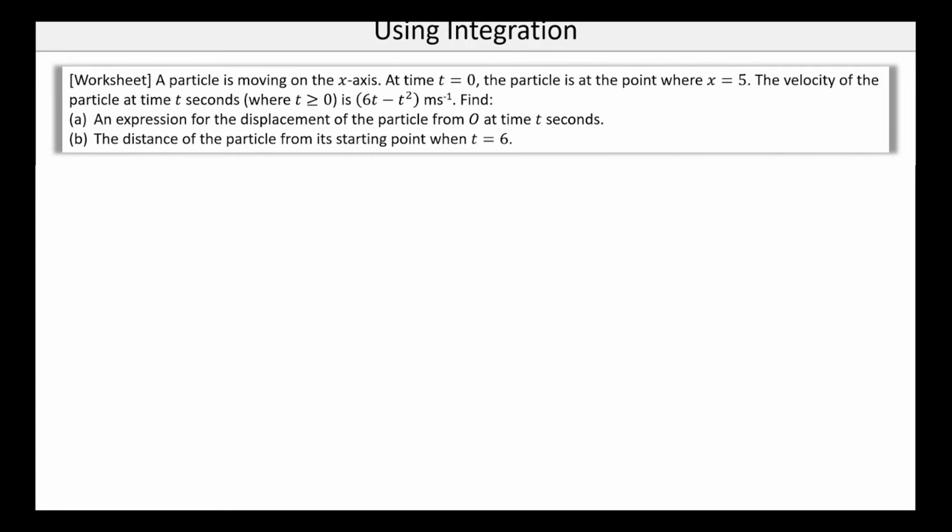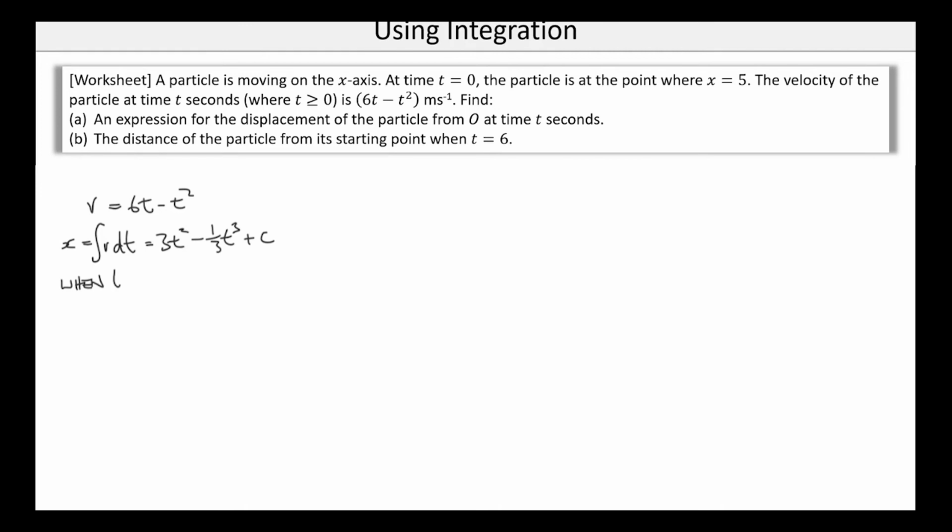Okay, so let's just start with the function that we have. This is the velocity function. If we want to find the displacement, we're going to need to integrate. So integrating that velocity function, 3t squared minus a third t cubed plus a constant of integration.